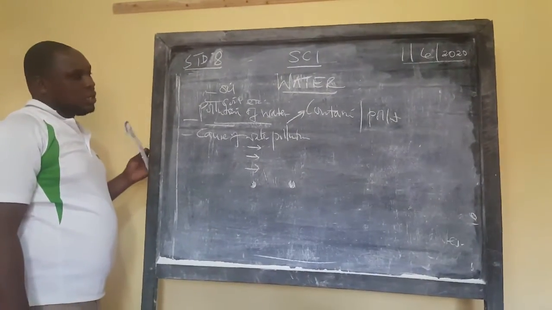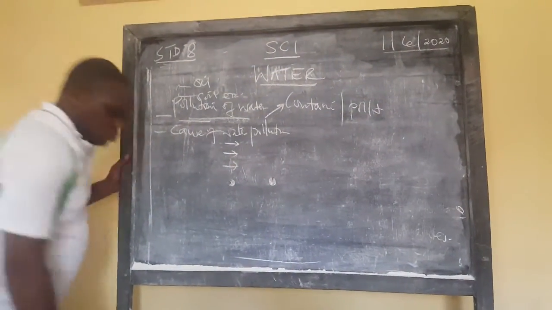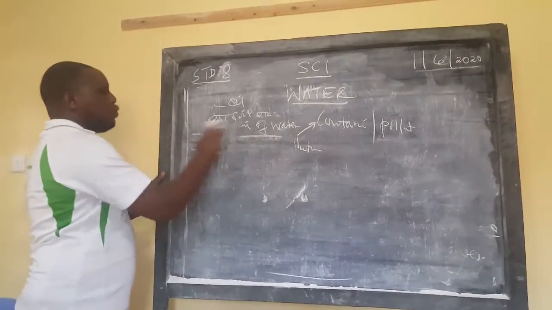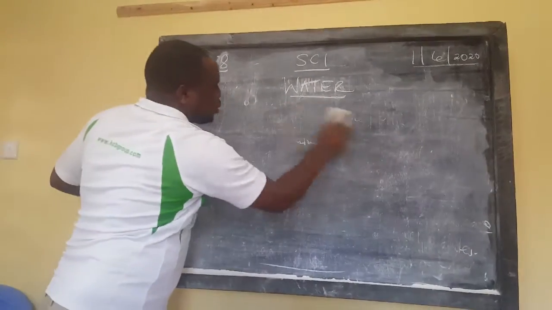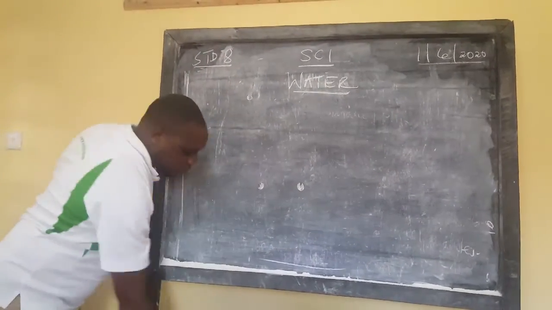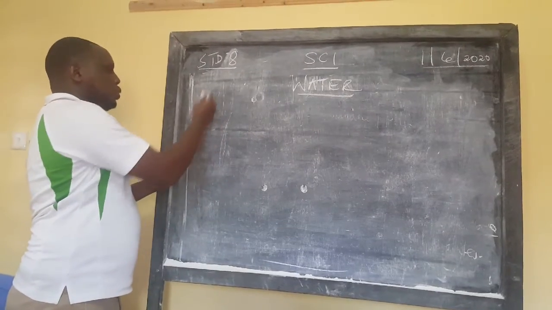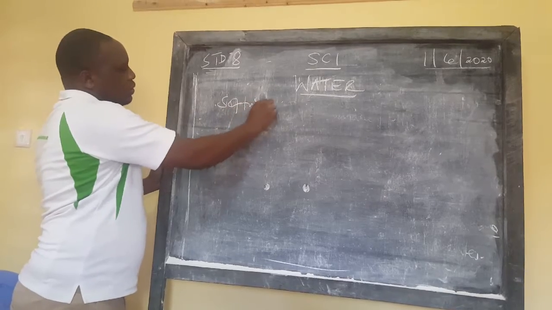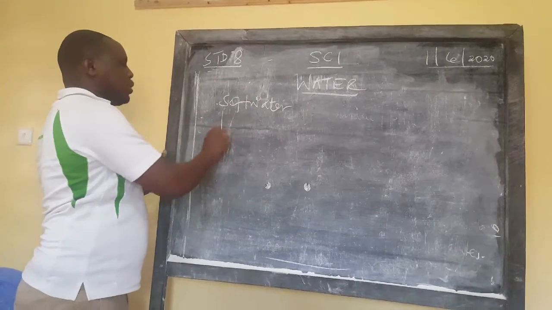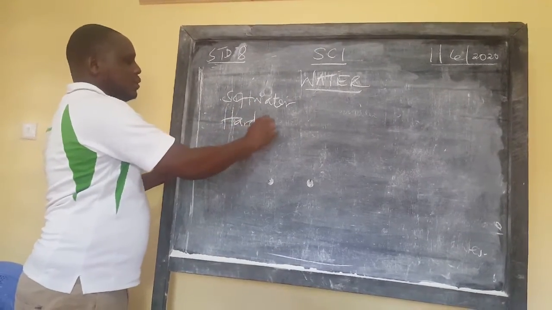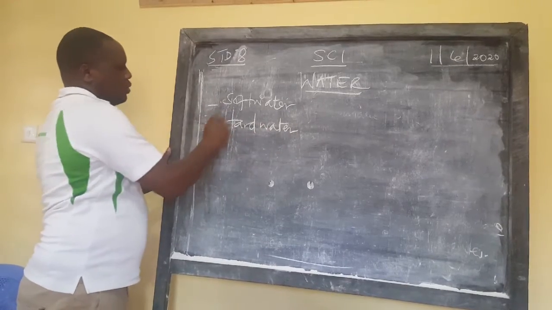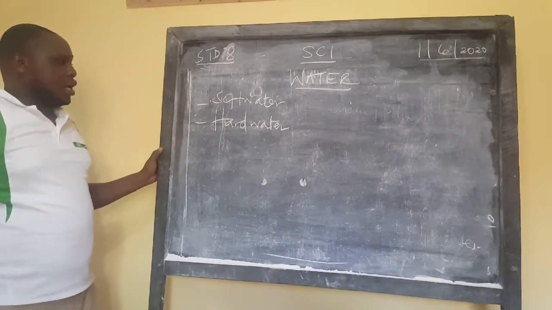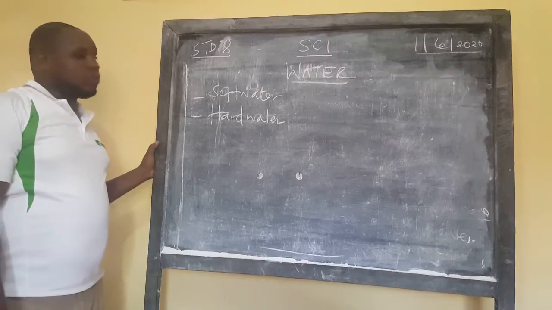So in today's lesson, I want us to get away from pollution, and we want to identify the types of water that we have. So in this case, we are going to talk about soft water and hard water. Soft water and hard water. So we are going to explain what is soft water.